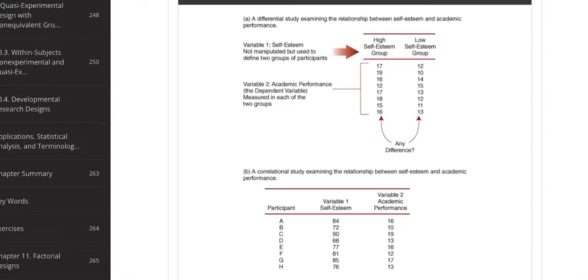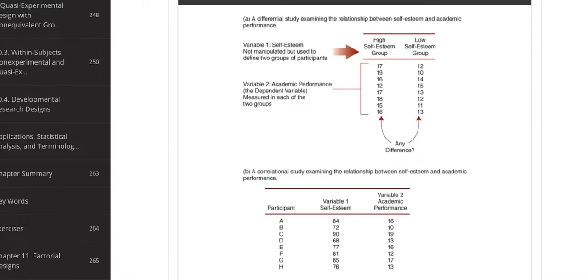But the difference is with the differential study, you would be able to say the high self-esteem group had significantly higher academic performance than the low self-esteem group, which leads us to believe that if a student has higher self-esteem, they are likely to have higher academic performance. In B, for the correlational study, you would say that the correlation revealed that as self-esteem increased, academic performance also increased. And so we would assume that would be true for any other individuals, so if you implement a program to raise self-esteem, their academic performance could increase as well.